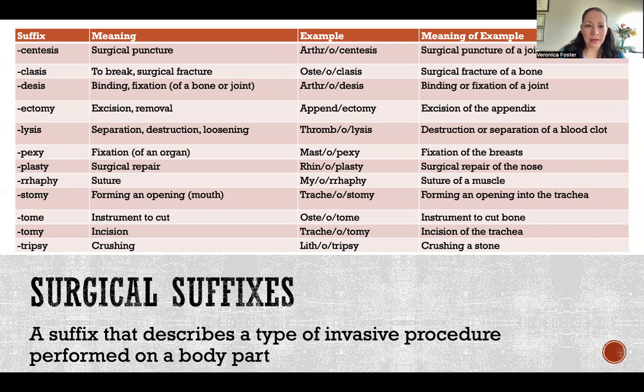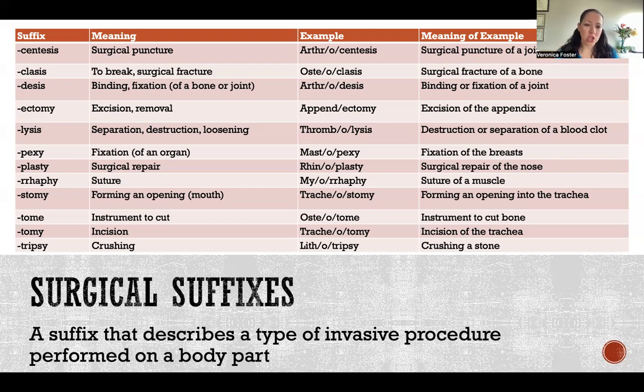Desis means binding or fixation of a bone or joint. So, an example of a term including desis would be arthrodesis. Ectomy means an excision or removal, as in appendectomy, the excision or removal of the appendix. Lysis is the separation, destruction, or loosening of something. So an example would be thrombolysis, so destruction or separation of a blood clot.